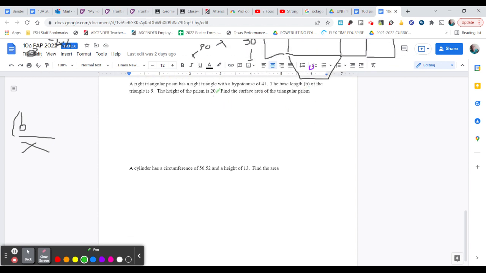All right, next we have a right triangular prism. Again, we sort of looked at one of these the other day. So we have a right triangular prism right here. That doesn't really match. I'm going to try to draw it a little bit better here. Okay, so again, we're going to have 3 rectangles because there's 3 sides that go along with this. We have a base of 9, hypotenuse of 41. So that hypotenuse of 41 can come over here to this rectangle as well. The height of the prism is 20, so that's the distance from base to base.